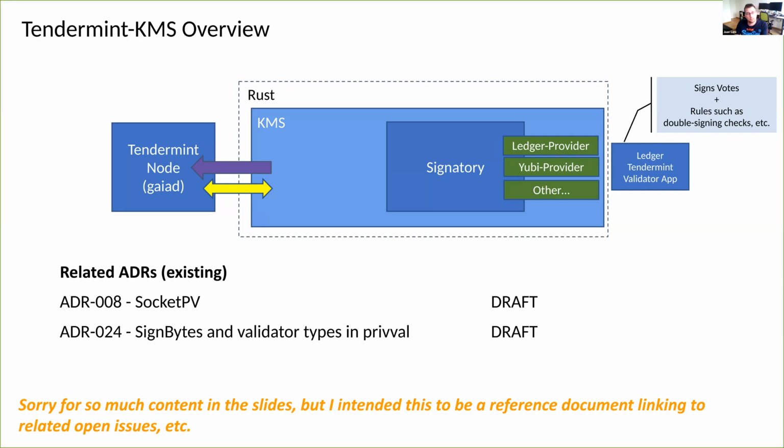So basically, the relation between Tendermint and KMS is quite simple. There are two independent repos: the Tendermint node that we all work with, and a KMS repo that is coded in Rust. The KMS references something called a signatory that has providers for different hardware security modules like Ledger or YubiHSM, or even soft signers like ED25519 or different implementations.